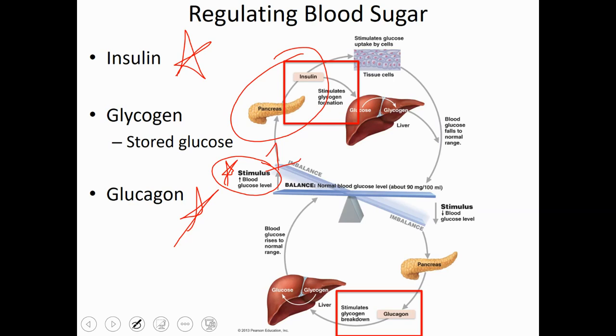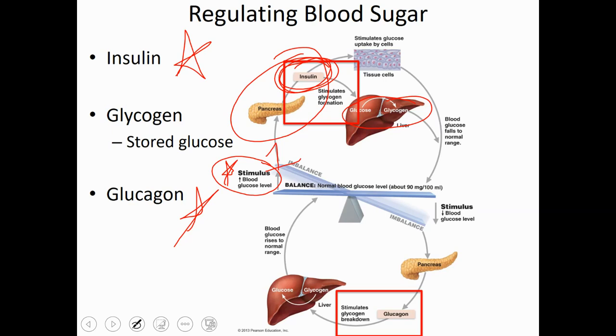So what our body will do is it will store that excess sugar that we don't need at the moment. So the pancreas will release insulin, and that causes extra sugar to get stored in the form of glycogen. Glycogen, you could think of it as a whole bunch of glucose getting stuck together and stored inside of that liver.